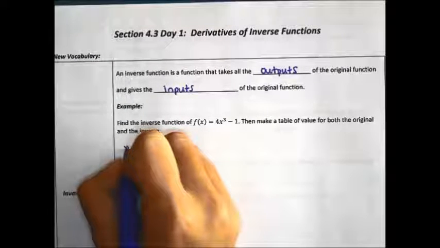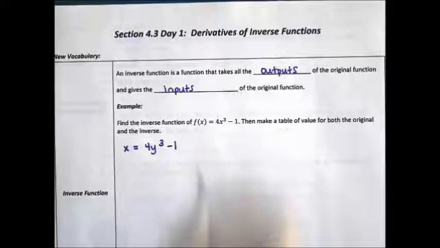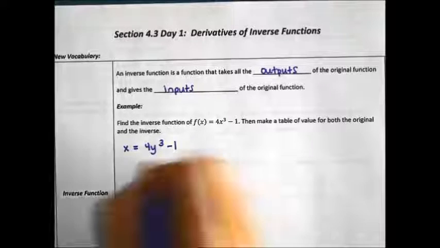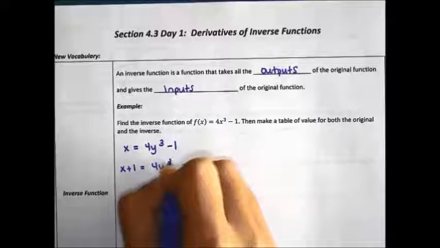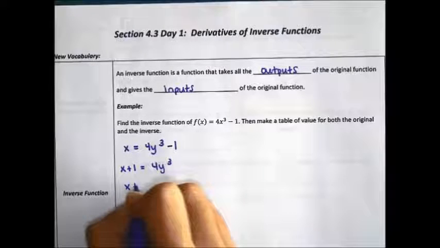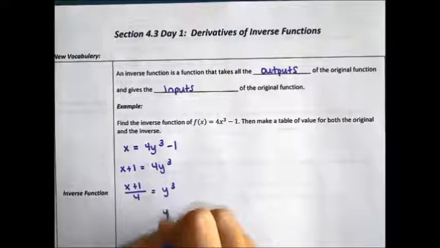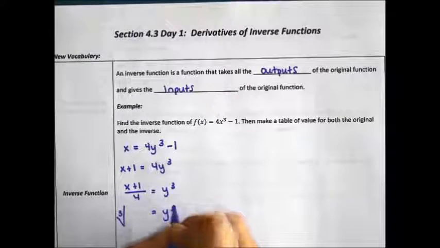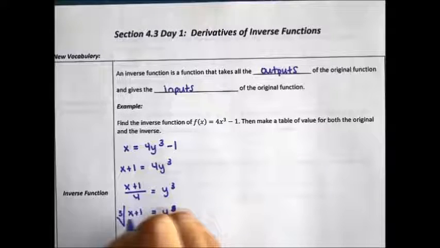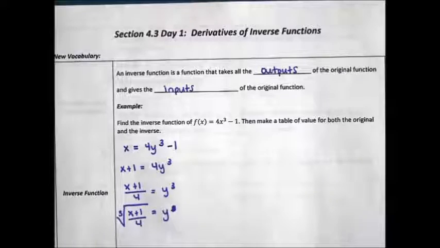So I would have x equals 4y cubed minus 1. And then solve for the y again. So I would add 1. I would divide by 4. And then I would cube root it. And this would be the inverse function.